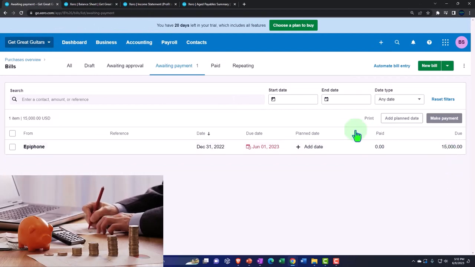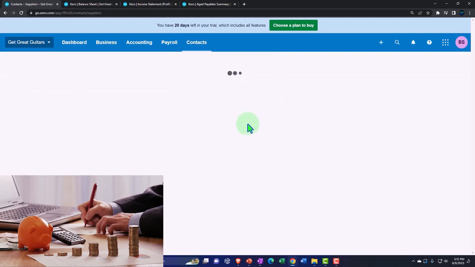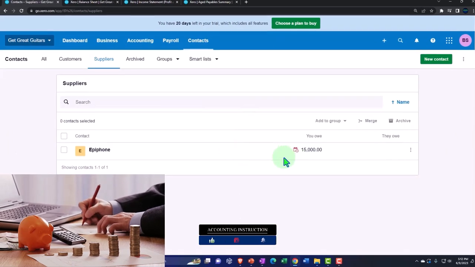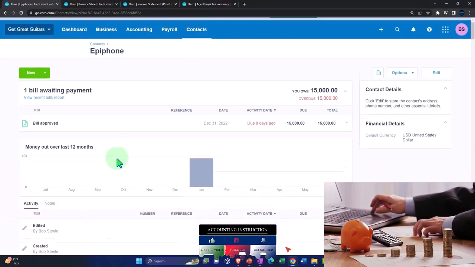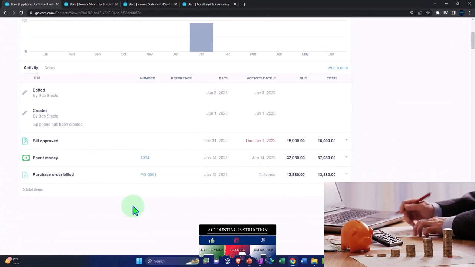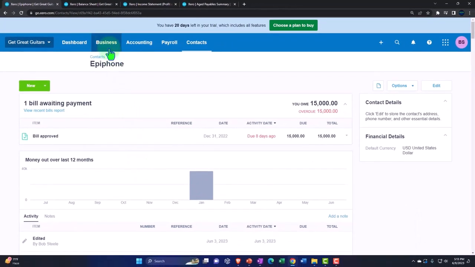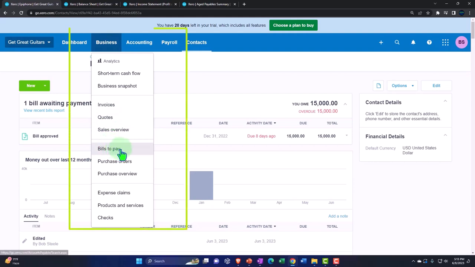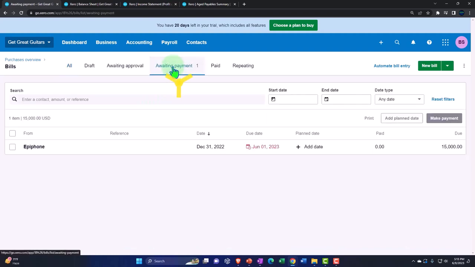You could also go to your contacts dropdown and go to your suppliers. And so these are the contacts that you owe money to. And then there is the bill there. If I go into that particular supplier, I can see the details. So if I had a question with a particular supplier, I might then go directly into that supplier and look at the activity that has happened thus far with them. So I'm going to go back over. I'm going to imagine we usually go into the pay bills and we would be managing the bills we need to pay. I'm going to go to the awaiting payment over here.